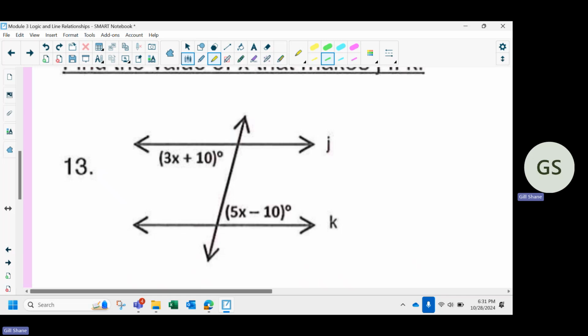So go ahead, try to do that problem real quick. Pause it because I'm going to just keep going in a second. You're just solving for x, by the way.